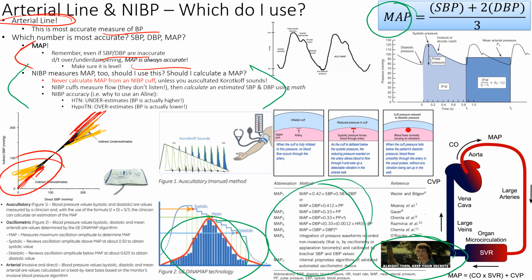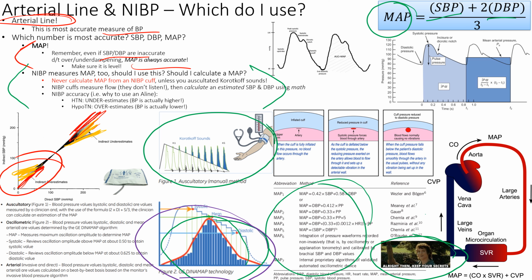We know how to get a MAP in school, right? Systolic plus 2 times diastolic, divided by 3. But you would never use this formula unless you're doing a manual cuff pressure. If you're actually listening to Korotkoff sounds, then go for it. You could get a MAP off that, because with Korotkoff sounds you're measuring systole and diastole, whereas with an NIBP cuff, it's measuring oscillations, right? It's not measuring systole and diastole. It's not measuring the peak pressure and the lowest pressure. It's measuring flow, and it's getting a MAP based on that value.